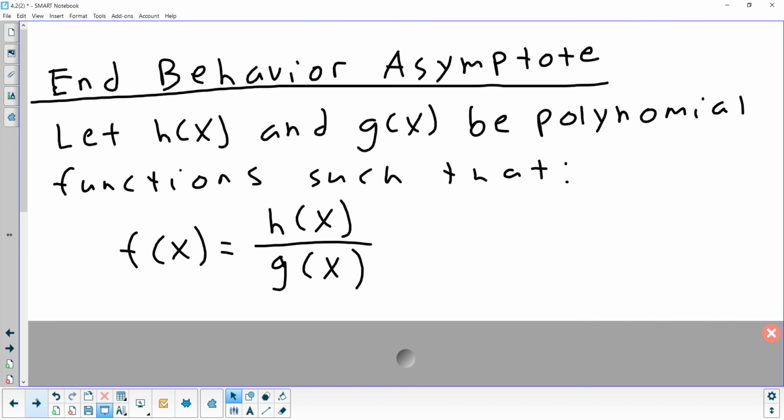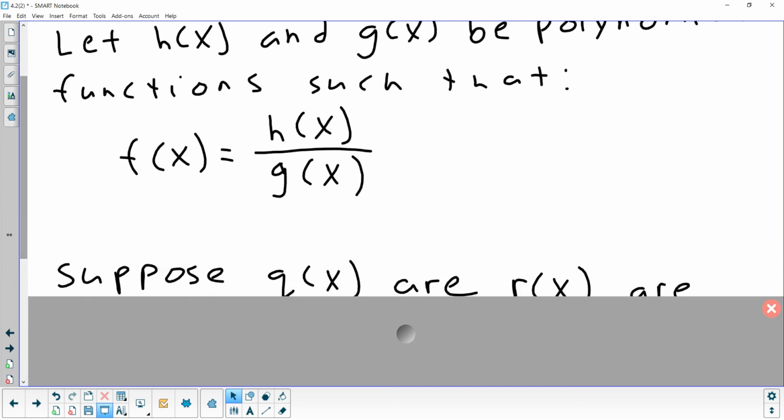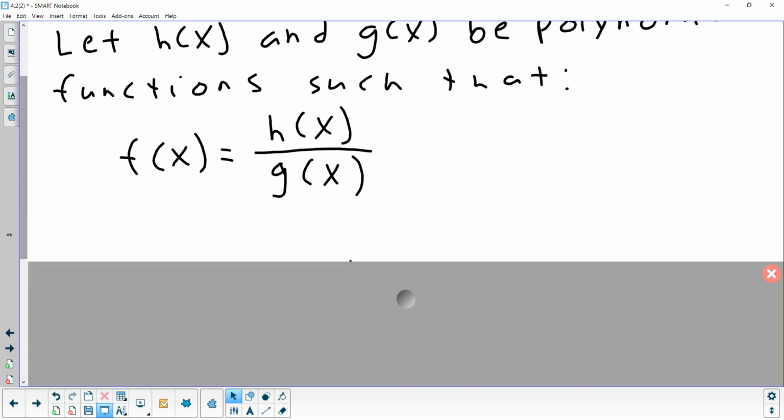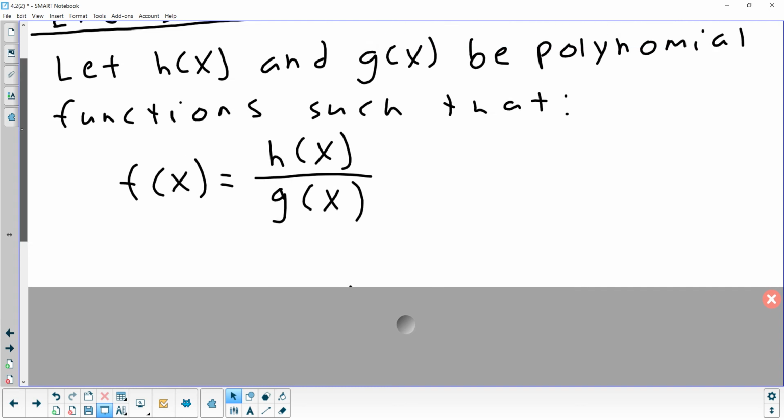And whenever the degree in the top is bigger, we have this new type of thing that we can find called the EBA. A little different than the EBM. EBM is easy to find. All you have to do is highest degree term in the top divided by the highest degree term in the bottom. The EBA is found by doing long division or synthetic division.